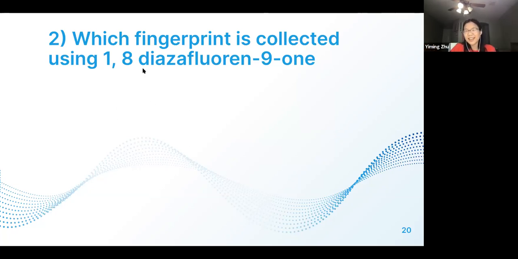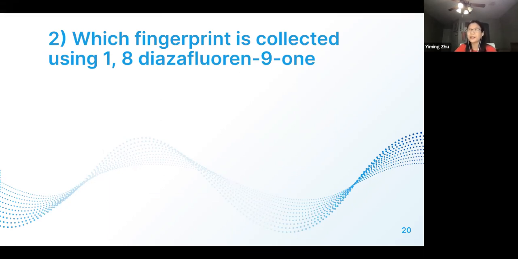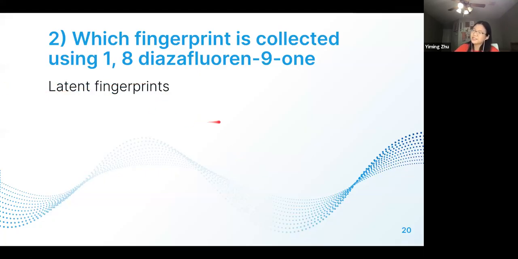Okay. So this 1,8 diazofluoronine-1 is also DFO. It's the same thing. The one I put in the presentation was DFO, and then here I put out the full name, although I should have made this one a bonus. I said it really briefly, so I didn't expect any of you guys to know. So these are latent fingerprints because this reacts with the oils and stuff that is left by a latent fingerprint. So, these are latent fingerprints.